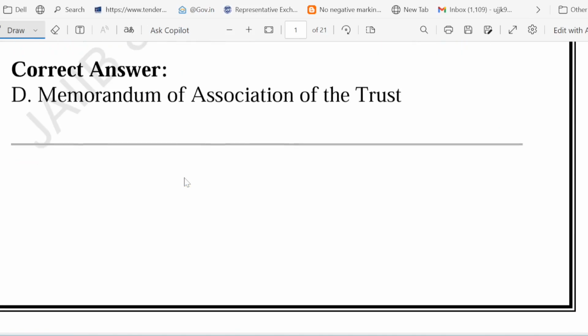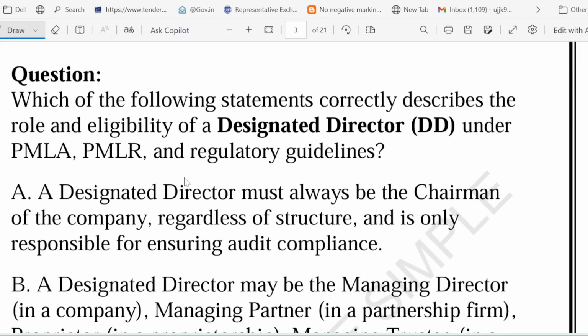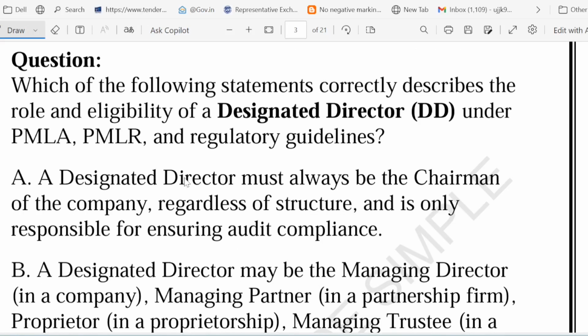Now friends, let's look at the next question. The next question is related to the designated director. Very important one, let's understand it. We are going to crack an important MCQ under the designated director.